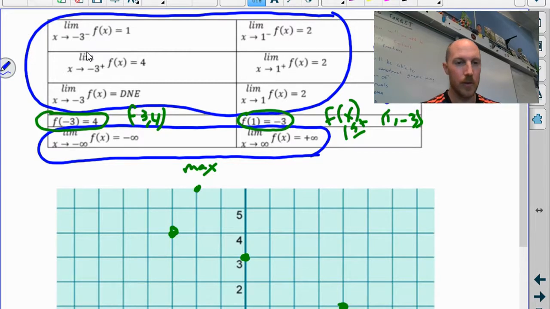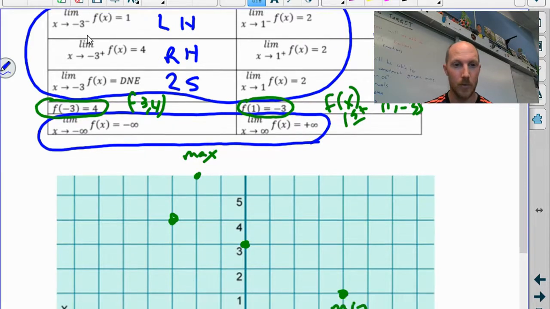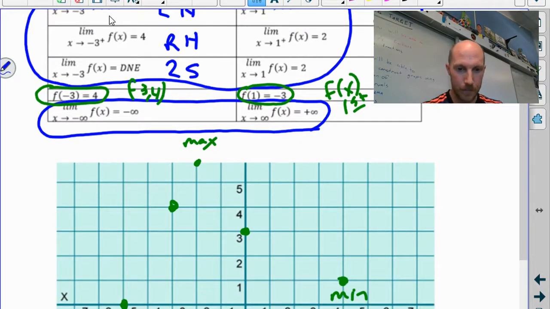All right. Limits. I'm going to start with the left-hand column. All of these are at the same x value. So all three of those limits are as x approaches -3. I have a left-hand limit, a right-hand limit, and a two-sided limit, but they're all at the same x value. So let's do the left-hand limit. I've got the little minus sign telling me I'm approaching from the negative side, so I know it's the left-hand limit. So x is -3, and the function value is approaching 1.